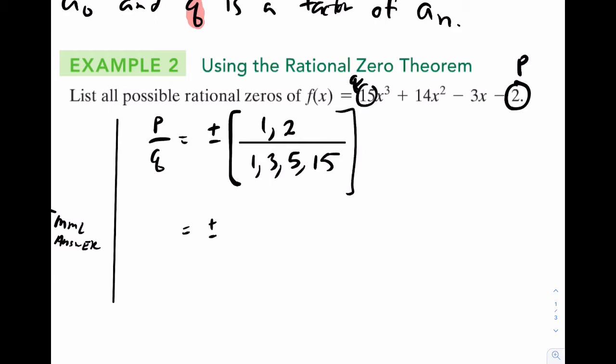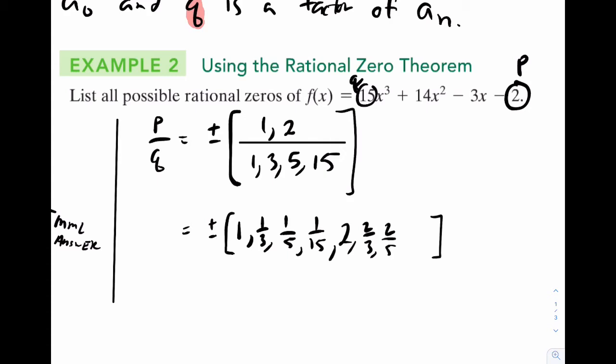So for class, this is how you write it for a quiz. You just condense it. You would say, well, plus or minus 1 is an answer, 1 over 1. You could also say 1 over 3, 1 over 5, or 1 over 15. I need more room, so I'll just move this over. And I'll do the same thing for the 2: 2, 2 over 3, 2 over 5, and 2 over 15.